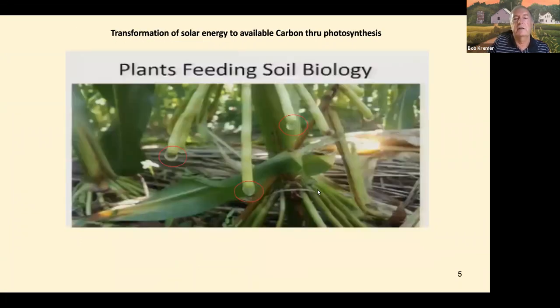And this just gives you an idea. It's not a very good picture, but this is the transformation of solar energy to available carbon through photosynthesis. And if you see at the tips of these roots, there are some droplets. That is the plant sap that contains this rich available carbon that goes directly into the soil. And the microbes will take up maybe up to 40% of the carbon that's fixed by these plants and released into the soil. And that's what keeps them going and being productive.